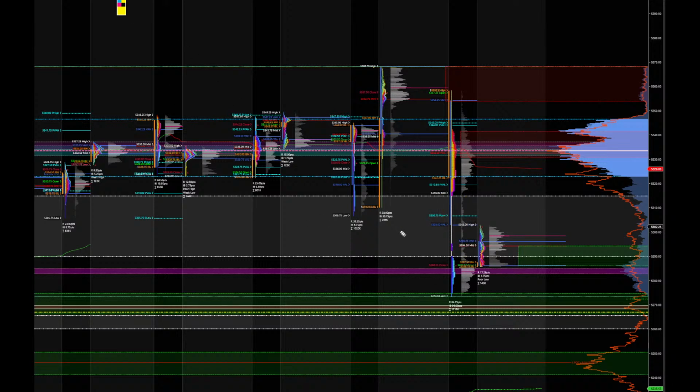Very important. So there's two things here. Single prints should not be resistance. Now, I say that should not be. They shouldn't offer much resistance.